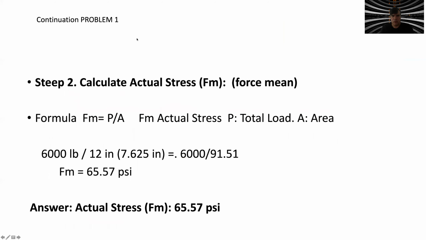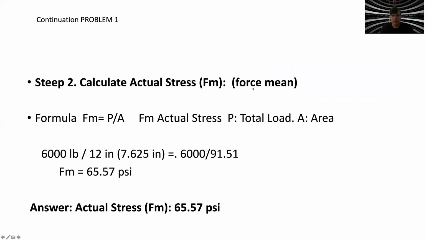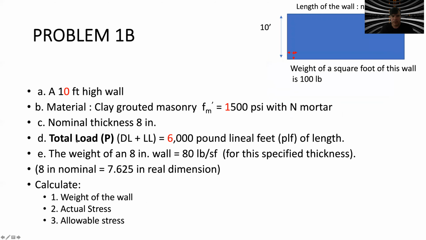Let's start with the weight of the wall, and we multiply 10 by 80, and it's 800. That is pounds per linear foot. We don't care how long the wall is, it's not relevant, but 1 foot has a weight of 800 pounds per linear foot. Every linear foot will be 10. If the wall is 20 feet long, it will be 20 multiplied by 800.